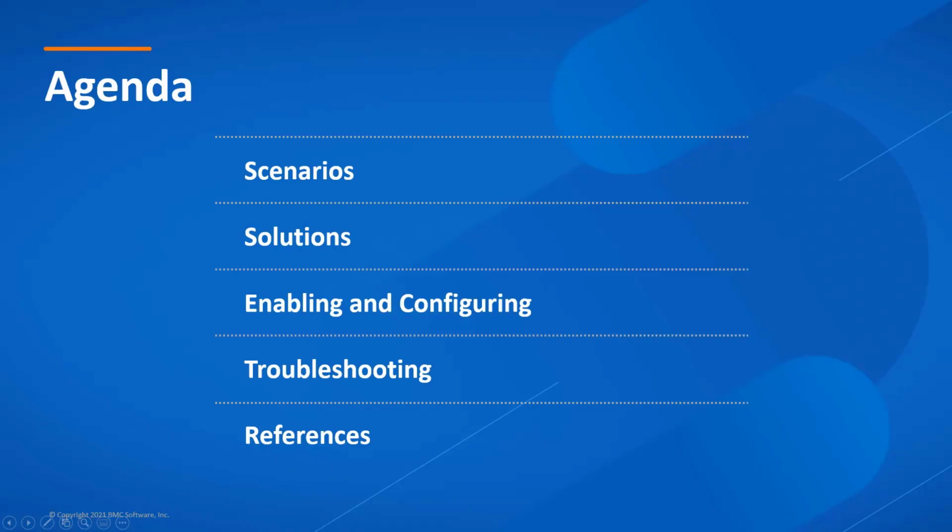The agenda for today will be to show you some scenarios to help you understand when and why you might use archiving. And then we'll provide some solutions using archiving to show you how you can make use of them in those scenarios. Next, we'll talk about enabling and configuring archiving to fit your specific needs. Then we'll look at some troubleshooting, and then we'll provide some references at the end so you can do more research on your own after the webinar.